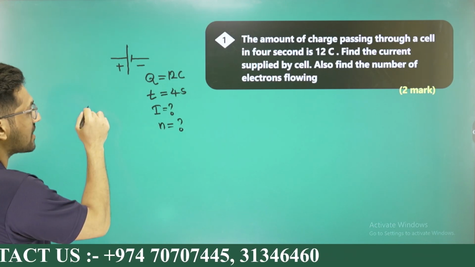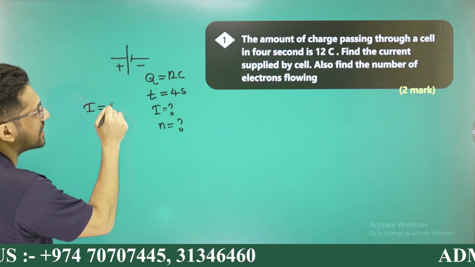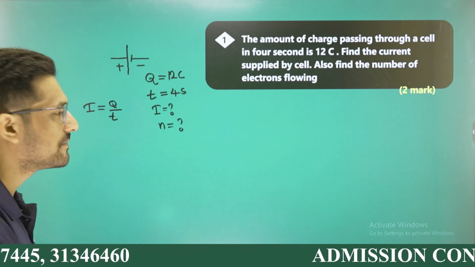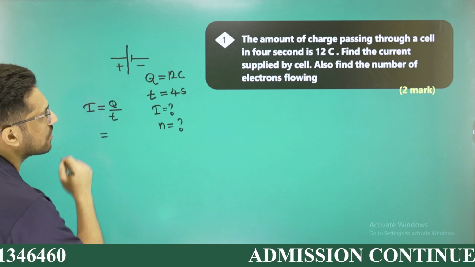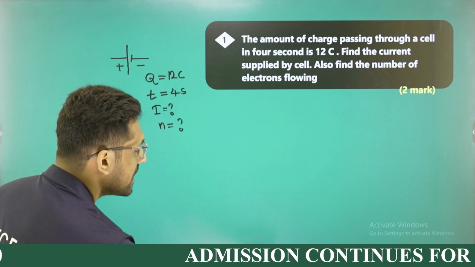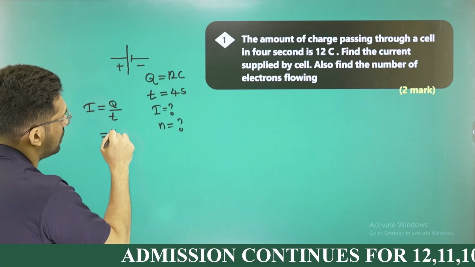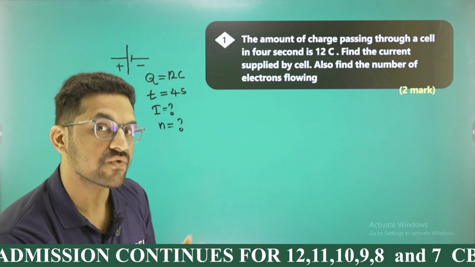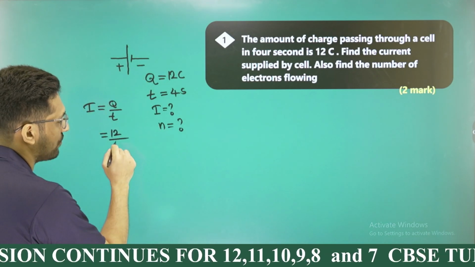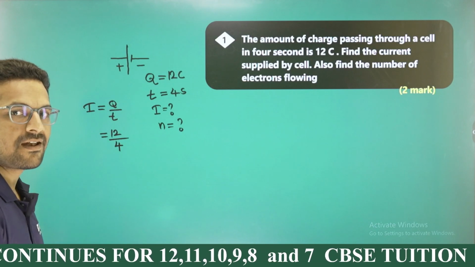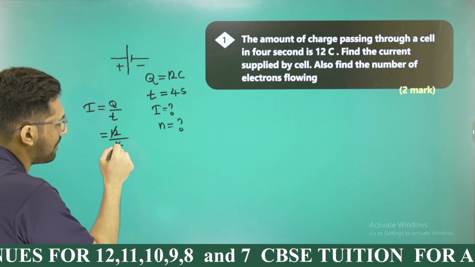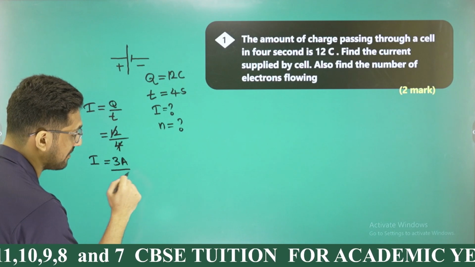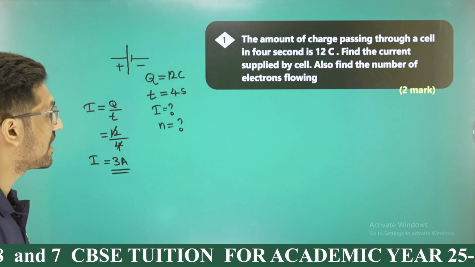How to find current? We have the equation I is equal to Q by T for the current. Then what is Q? Charge is given as 12. So 12 divided by time, the time for which the charge flows. That is 4 seconds. Then how to find the current? 12 by 4. What is the value of current? That will be 3 ampere. 3 ampere is the value of current here.